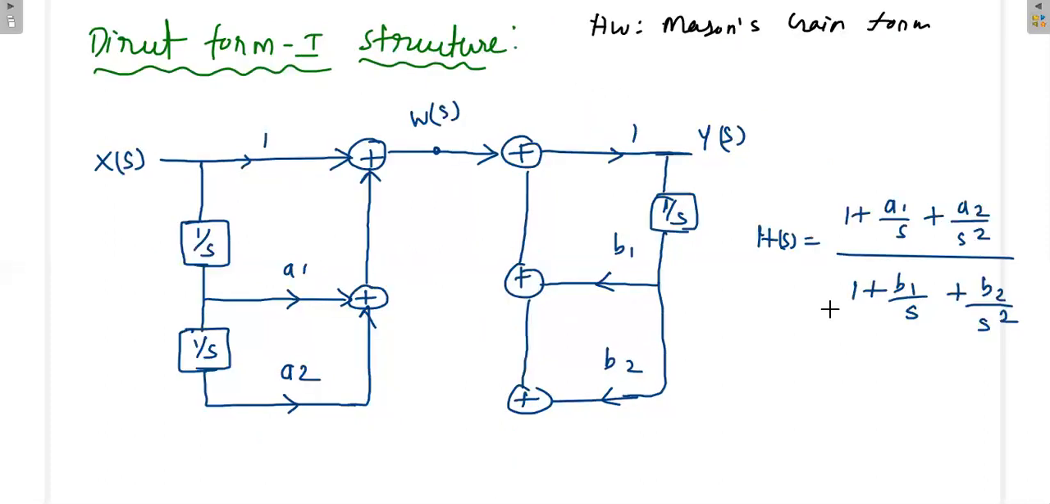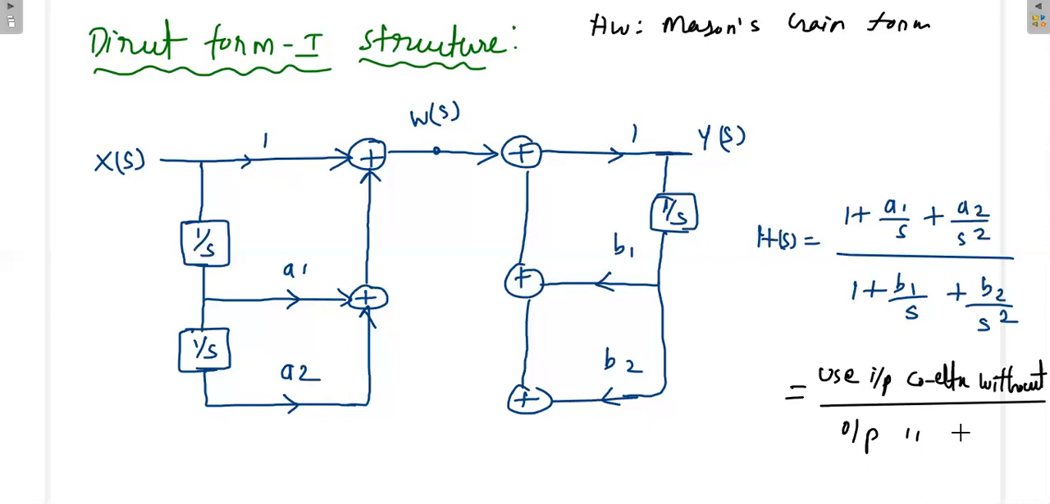Now here in the numerator, this is interacting with the input. For the input side, use the input coefficient without sign change, but the output coefficient with sign change. This is very, very important. Use input side coefficients without any sign change, use output side coefficients with sign change. That means here it is not plus b1 but it is minus b1. This is also minus b2.